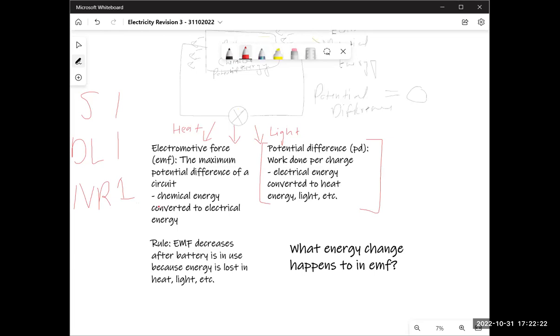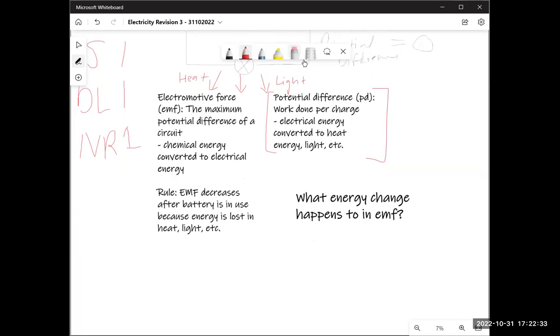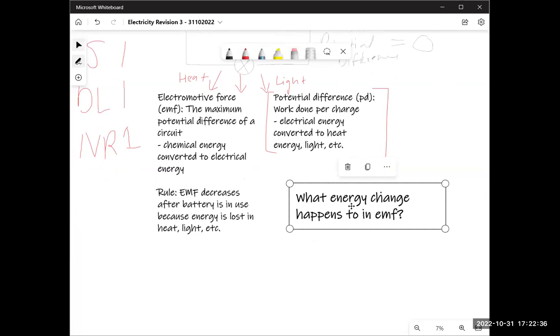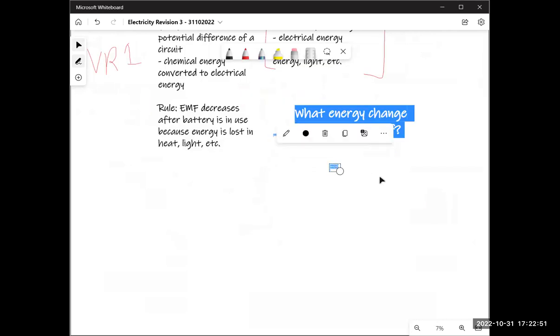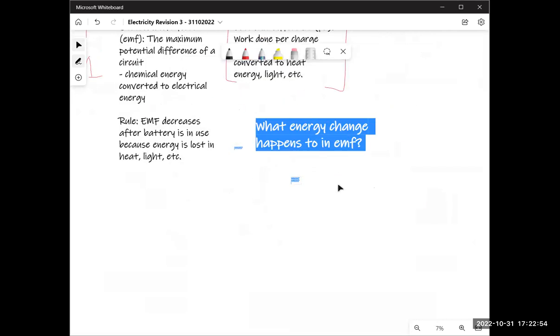Next question is to Diana and Lula. The question is, why does EMF decrease after some time? Do we say it here? Yes, you have to say it. Others have to write in the chat. The EMF decreases after the battery is in use because energy is lost in heat and light and some other ways as well.